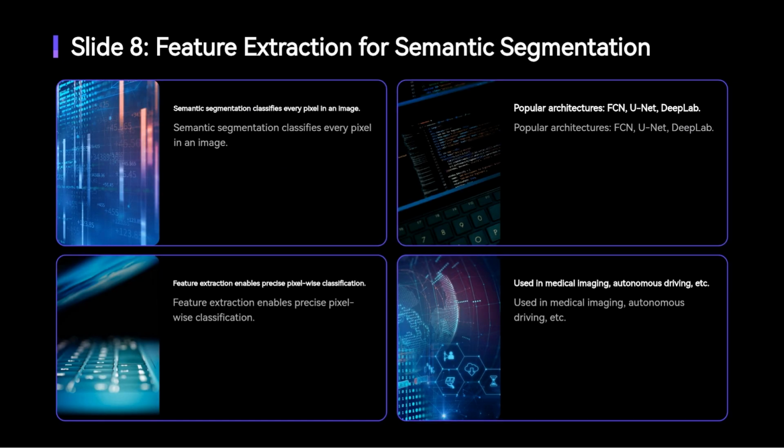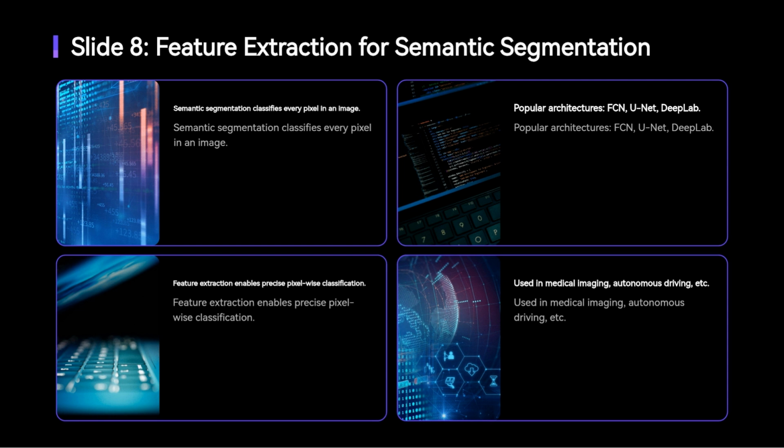Semantic segmentation involves classifying every pixel in an image into one of several predefined categories. Unlike object detection, which localizes objects using bounding boxes, semantic segmentation requires more detailed information, with each pixel labeled according to its class. Feature extraction plays an important role in semantic segmentation by enabling the network to capture spatial and contextual information for every pixel in the image.